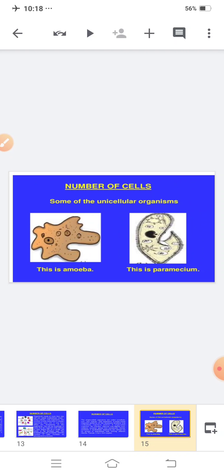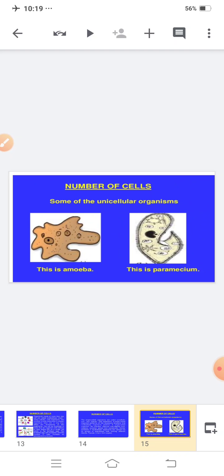Some examples of unicellular organisms are amoeba and paramecium. Clear? So on the basis of number of cells, you can classify cells into two types. Number one is multicellular and number two is unicellular. Multicellular means different organs perform different functions. Unicellular means all the functions are performed by the same cell. Is this clear to you?